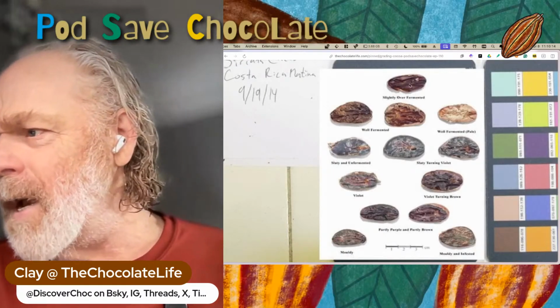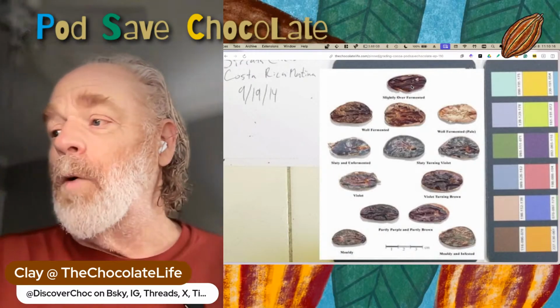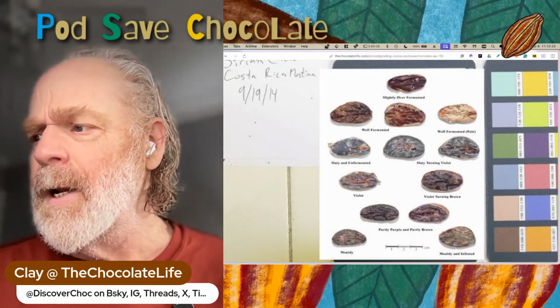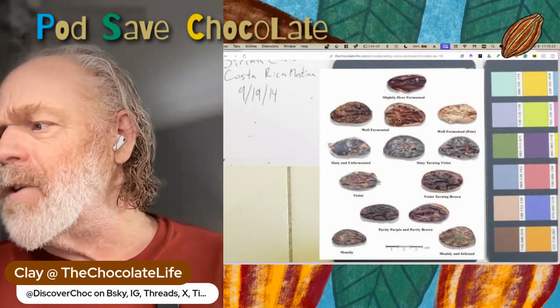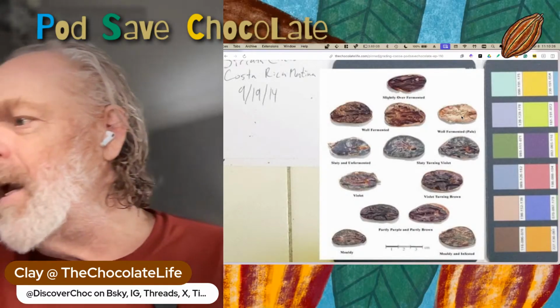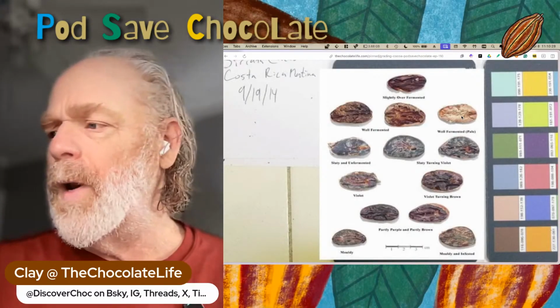From this reference image, we get an idea of whether the bean is slightly over fermented, or if it's well fermented. We get an idea about, here's a pale bean, so it's well fermented.